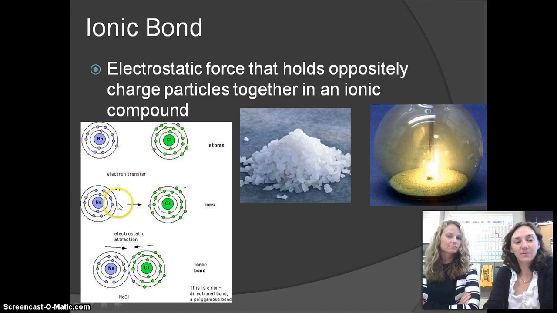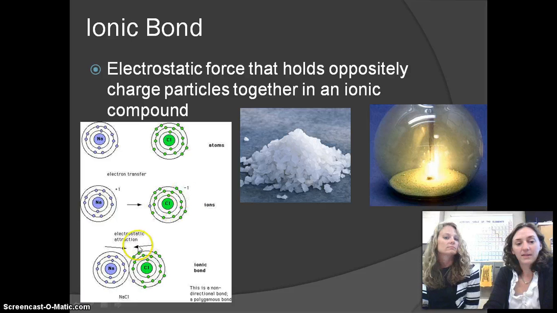Now we have sodium. It has an empty outer energy level. Okay, that's a +1 charge. And chlorine has a -1. There is an electrostatic attraction between the positive and the negative that holds them together. They're buddies. So NaCl, salt. This is how you make it.